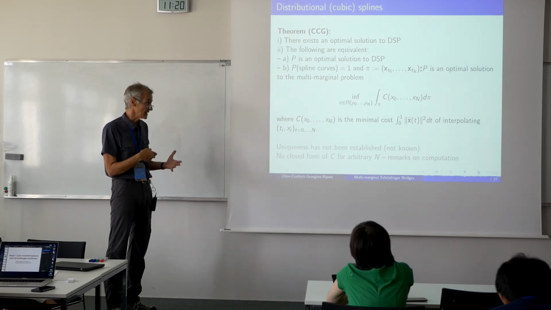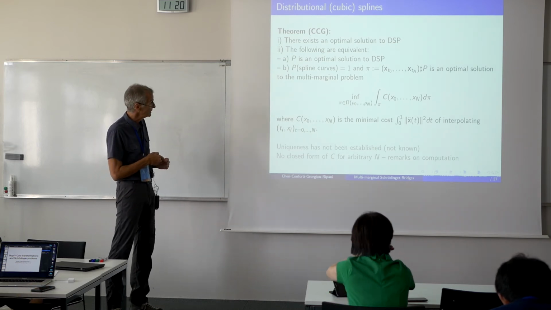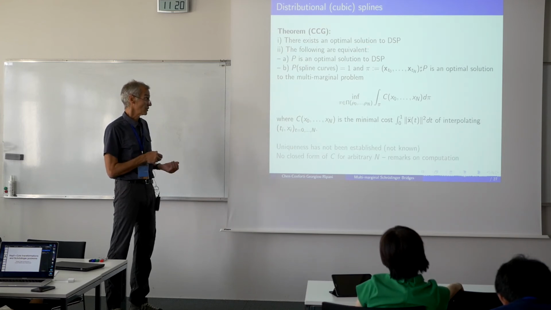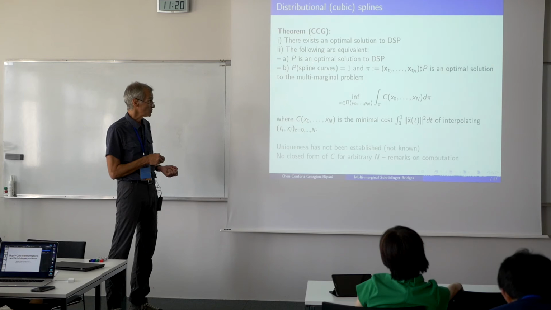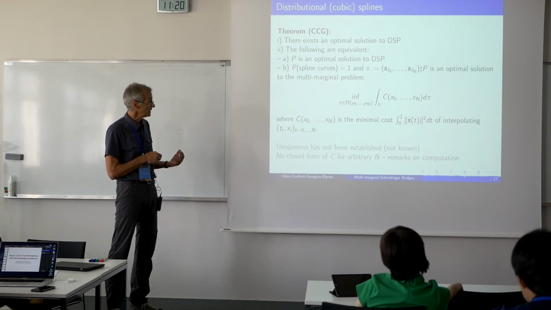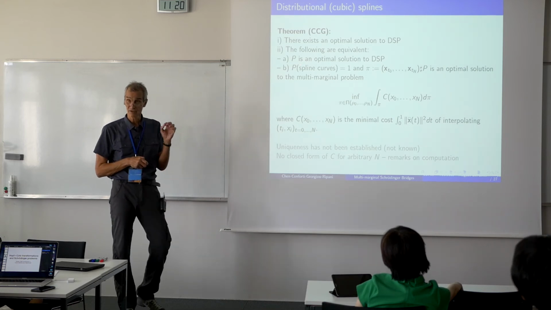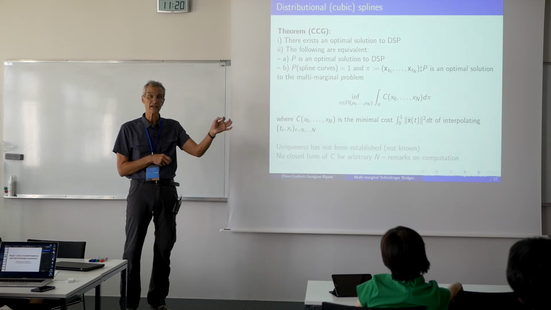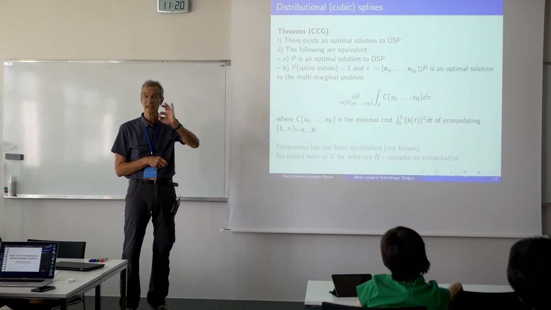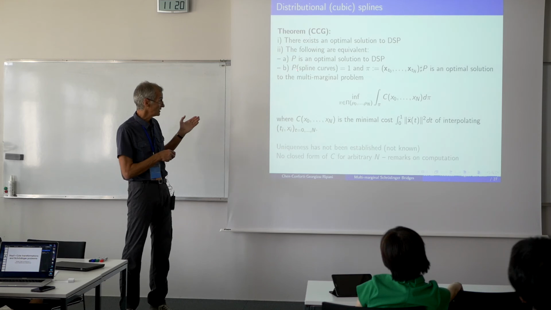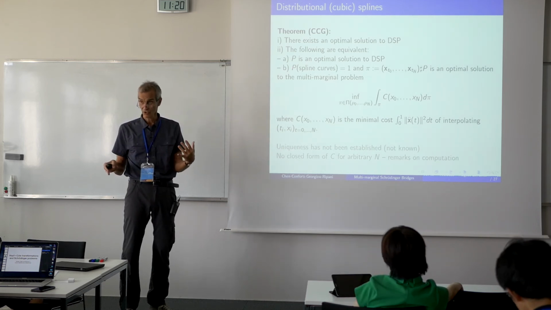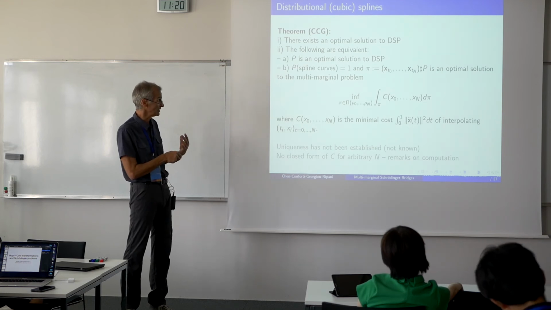Now, many nice things have been shown already. For example, there exists an optimal solution to this problem. The following things are equivalent. If P is an optimal solution, then the probability law on path spaces, okay, the particles can go from beginning to end any which way they want. They can go in a very linear way, anything else. But the probability law is only concentrated on spline curves, on piecewise cubic polynomials. So the probability is 1 there.